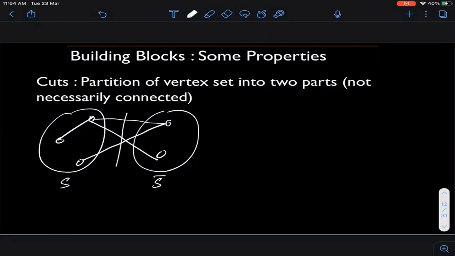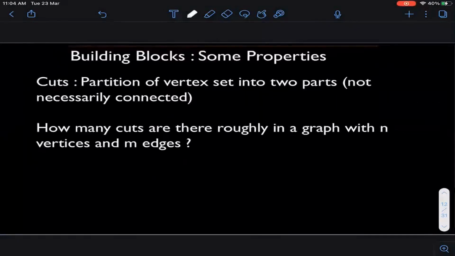So if I have a graph, I think I've written the question. Suppose I have a graph with n vertices and m edges. How many cuts are there, roughly? What are the possible number of cuts that I can make? Yeah, m to the n is an upper bound for sure, but that's a bit of a pessimistic upper bound. What is a tighter upper bound?